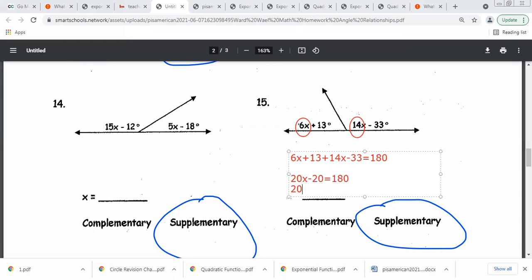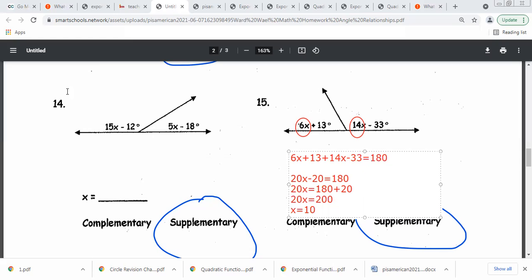We will transfer 20 to the opposite side with a different sign. So it will be 180 plus 20. So the answer will be equal to 200. Then 20x equals 200, which means for the value of x, we will divide both sides by 20. Then the value of x will be equal to 10. And this is an example about supplementary angles.